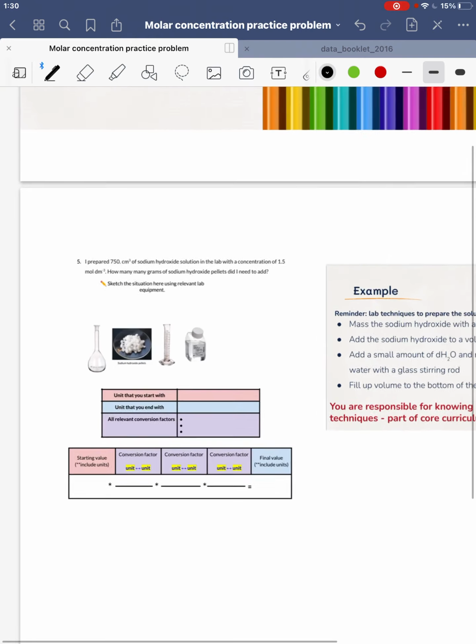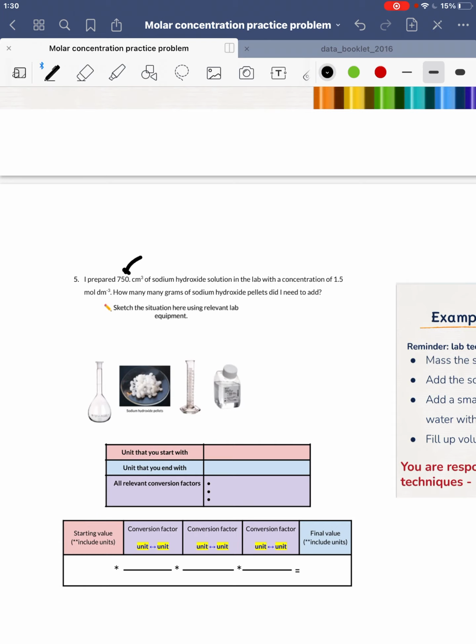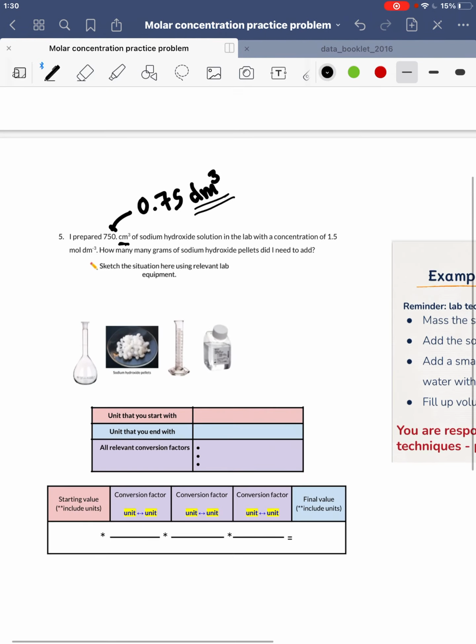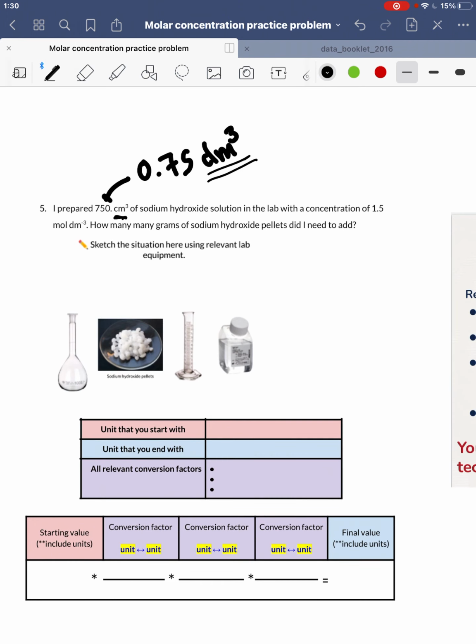All right. Starting with our problem here, I'm aware that for G block, this says 0.75 decimeters cubed. You can change it if you want, or you can just do decimeters cubed. I'm going to show you the full conversion starting with centimeters cubed. So whatever you're more comfortable with. So I prepared a solution of 750 cubic centimeters of sodium hydroxide in the lab with 1.5 molar, or mole per decimeter cubed, concentration. How many grams of sodium hydroxide pellets did I need to add?